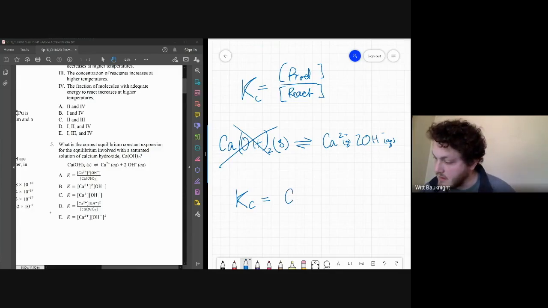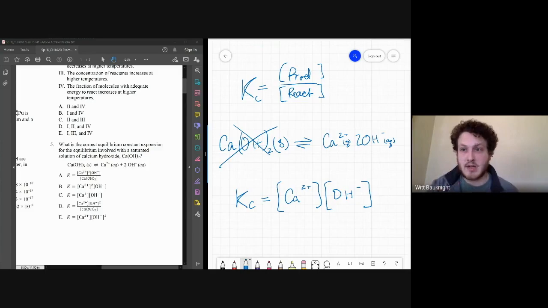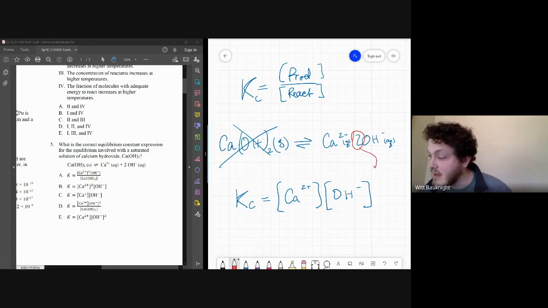So we have Ca2+, and then we have OH-. But let's look closely at this chemical reaction. It has a stoichiometric coefficient on the hydroxide, and that does affect Kc. So this needs to be squared. And since there's no stoichiometric coefficient in front of calcium, we assume there's a 1 there. So it's assumed that there's a 1 right here, but we don't actually have to write 1. And so that is why the correct answer is going to be E in this case.